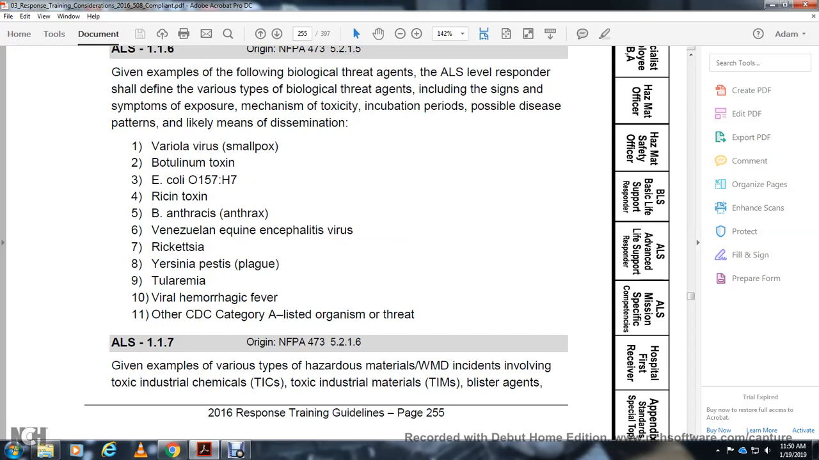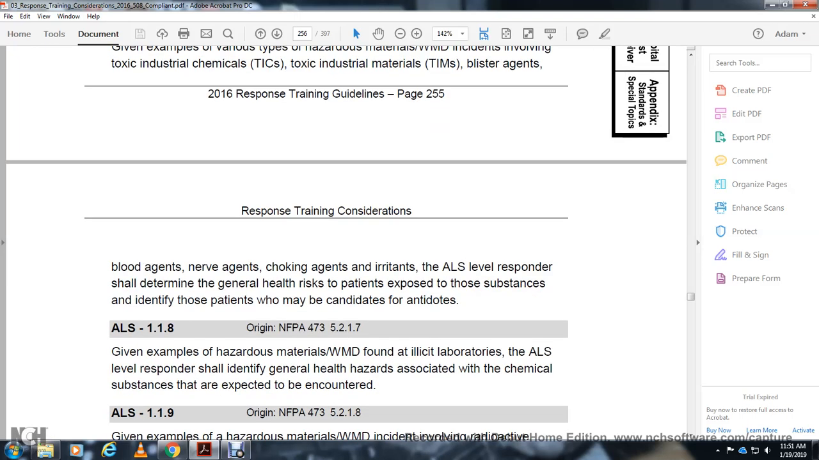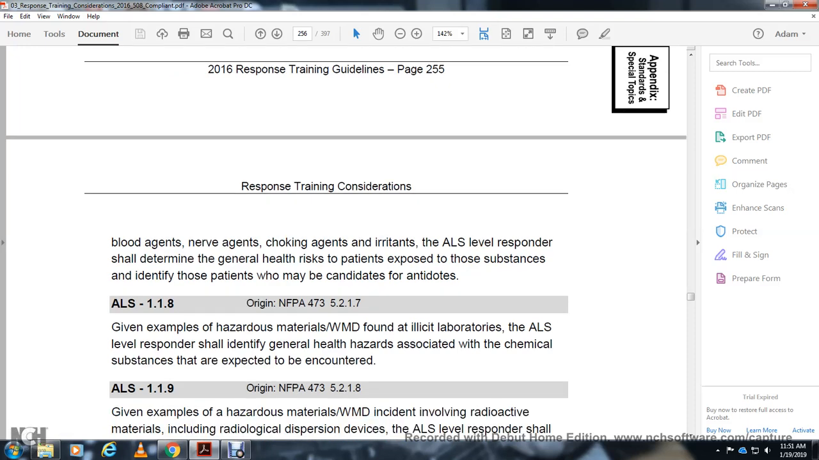Give an example of the various types of hazmat weapon of mass destruction incident involving toxic industrial chemicals, industrial materials, blister agents, blood agents, choking agents, and irritants. The advanced life support level of responder determines the general health risk of the patient exposed to the substance and identifies those appearances that may call for antidotes. Give an example of the hazmat weapon of mass destruction on the list of laboratory agents. The advanced life support level of response should identify the general health hazards associated with the chemical substances that are expected to be encountered.